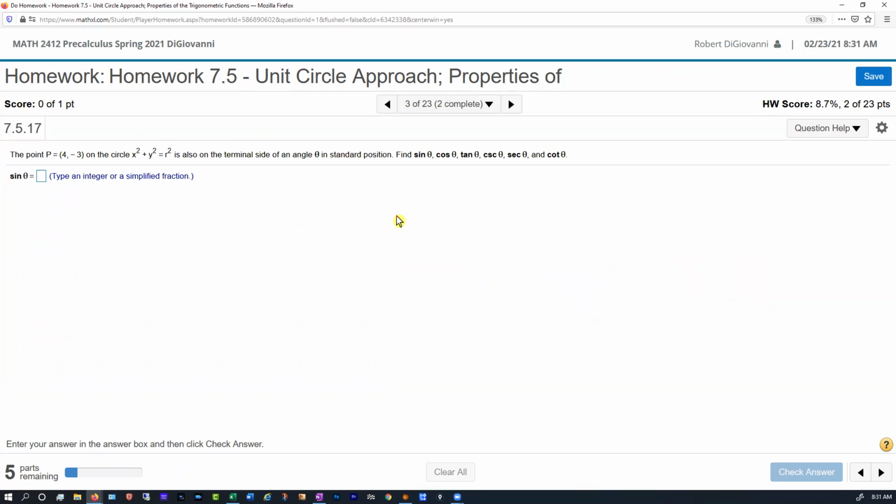Okay, so the point 4, negative 3 is on the circle, x squared plus y squared equals r squared. Is also on the terminal side of the angle in standard position. Find all 6 trig functions. So basically for this one, we're not on the unit circle this time. So we are basically on a circle with some radius. And the point we're looking at is the point 4, negative 3. So it's like we go out 4 and down 3. And we're here. So we want to know all 6 trig functions.